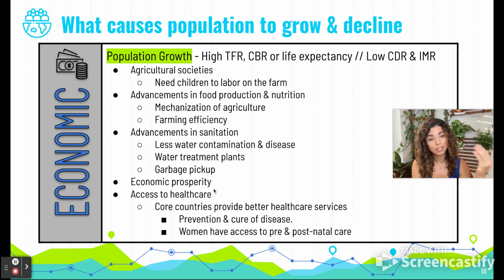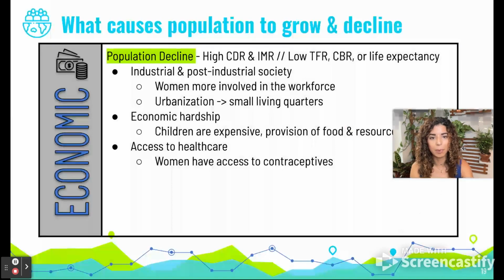Economic prosperity is another reason behind population growth. And then also access to healthcare. This is a huge one. People are living a lot longer. Core countries especially provide better healthcare services, to prevent and cure disease, so people just live a lot longer. And then also women have access to pre and postnatal care, so the chances of them having a fatal childbirth or pregnancy is way less likely now than before.